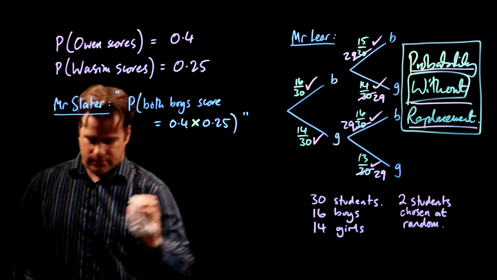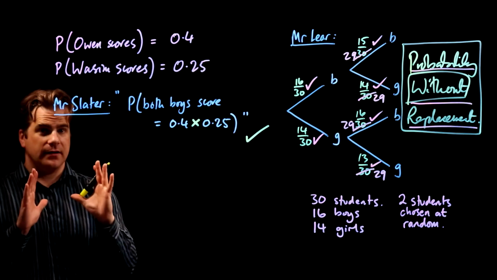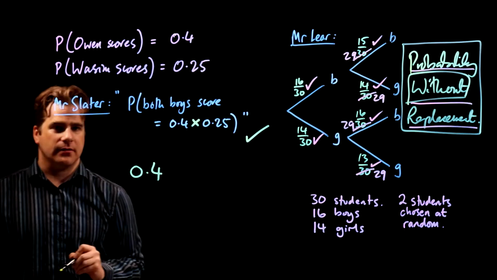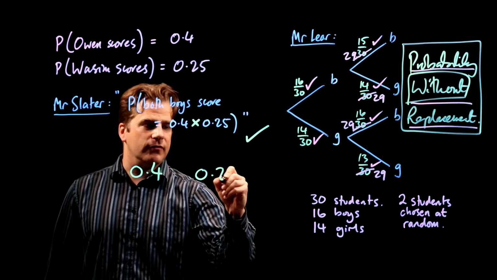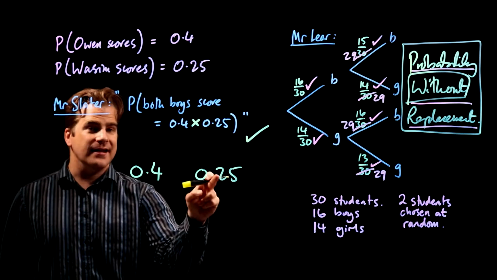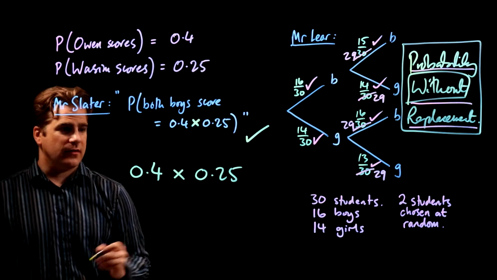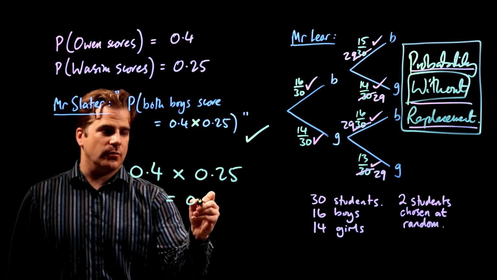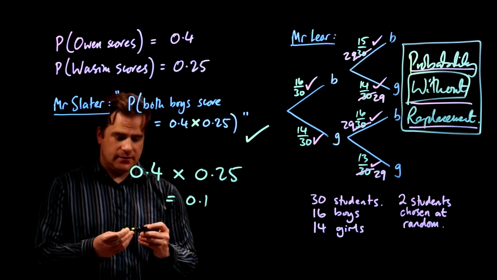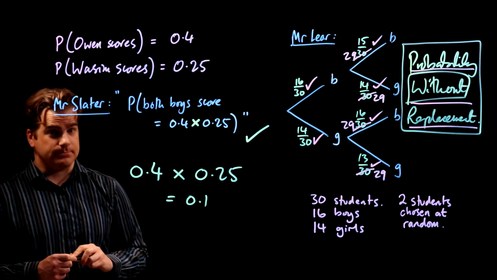That is now right. I'll go over that again. When you have the probability of one event happening and the probability of another event happening, the probability of that happening and that happening, you don't add the probabilities, you multiply. So it's actually 0.1. There's only a 10% chance of them both scoring in the same game. So Mr. Lear and Mr. Slater are both wrong. Maybe they ought to consider a change of career.